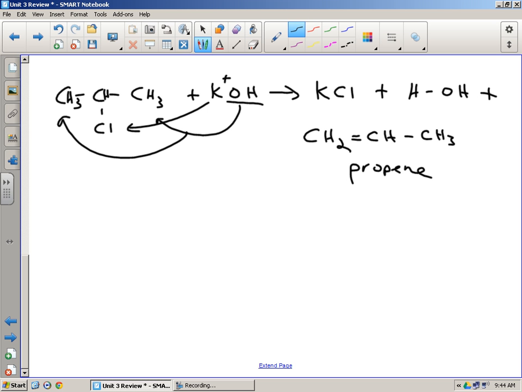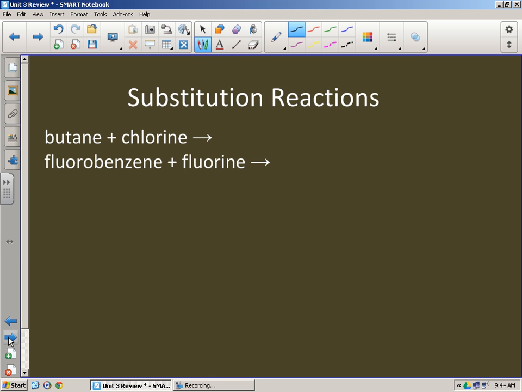Alright? So that's elimination. And then substitution here real quick, before we get into the little bit more complex ones. Substitution, once again, butane, yep.